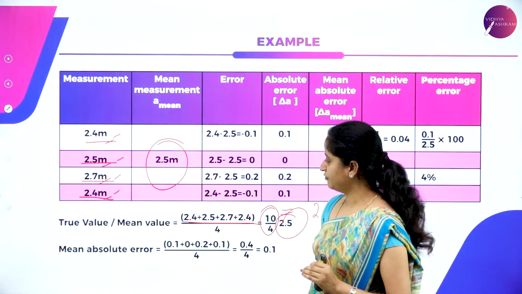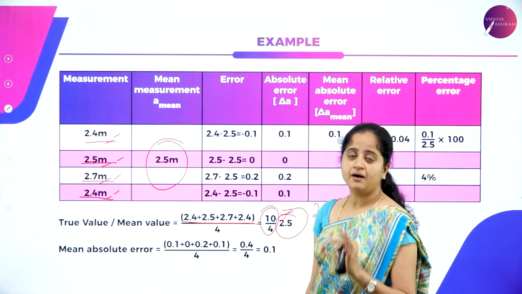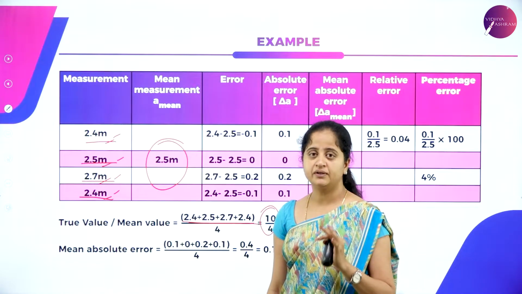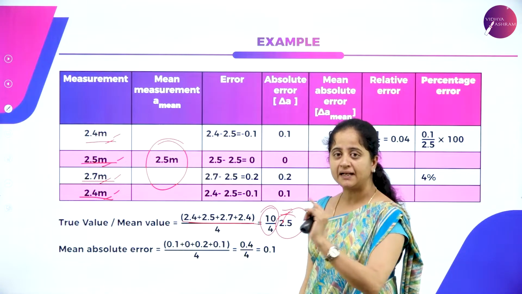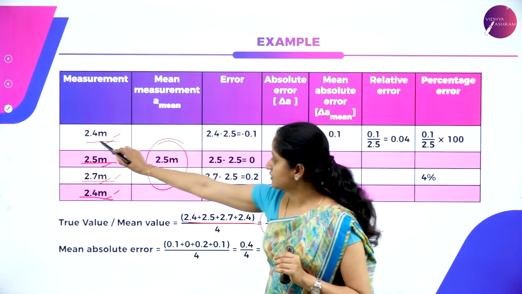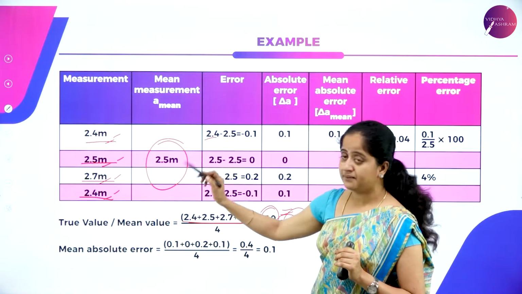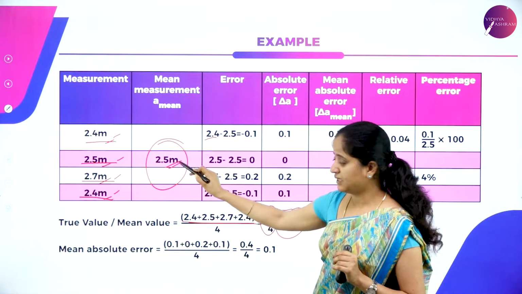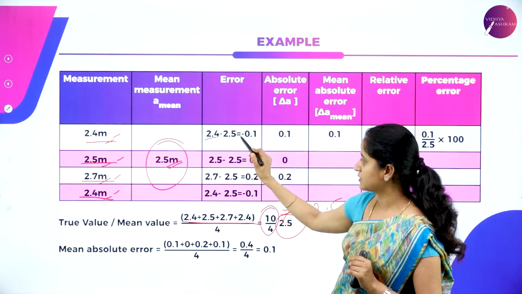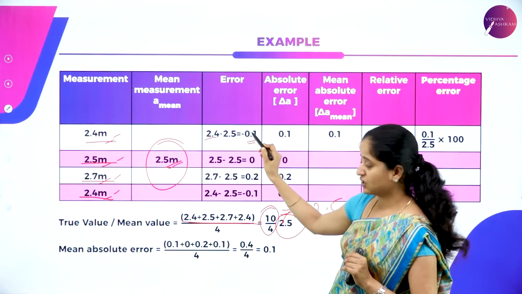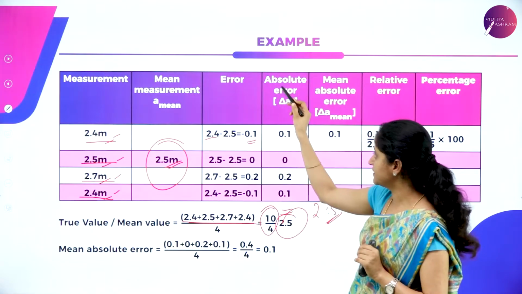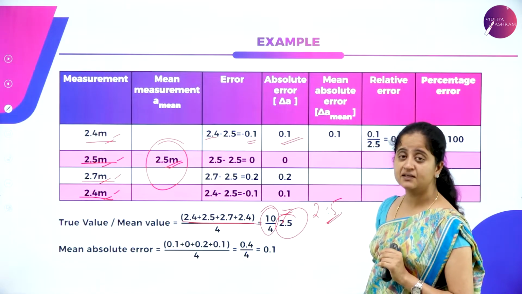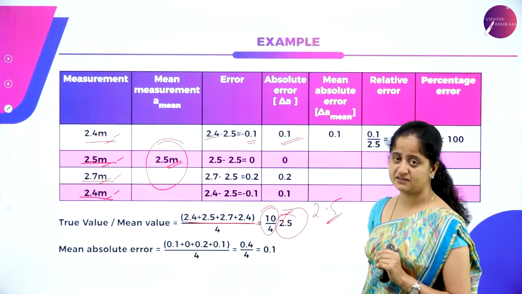Now we have to find the absolute error. How to find the absolute error? I told you it is nothing but the magnitude of the difference between the individual measurement and the mean measurement. So here the individual measurement is 2.4 and the arithmetic mean is 2.5. So 2.4 minus 2.5 gives us minus 0.1. But we have to consider only the magnitude in the case of absolute error, so we are taking 0.1. We are neglecting the negative sign here.